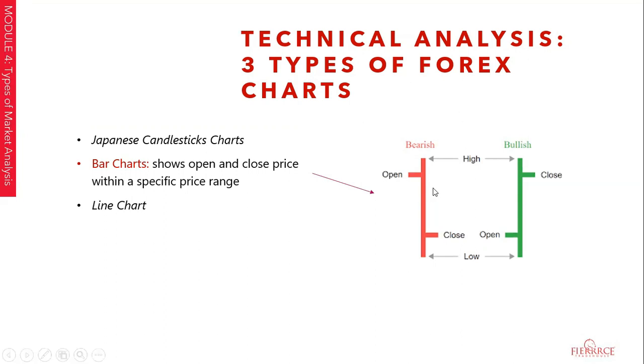So how do you know on a bar chart that this is a bearish candle? We know because the open was up here, the high was here, the low is below here, and the close is here. So that's how we know this is a bearish candle. How do you know this is bullish? The opposite is true. The open was here, the low was down here, and then it moved up, and this was the close.